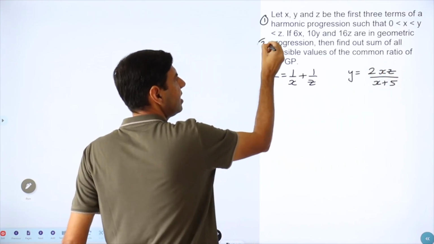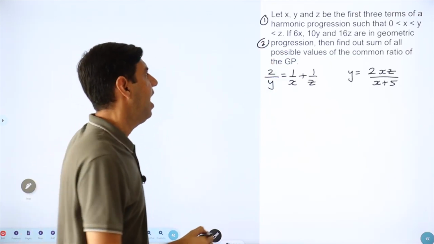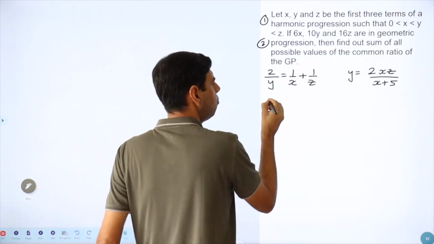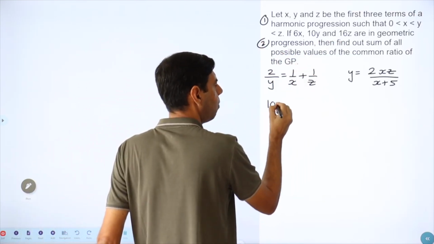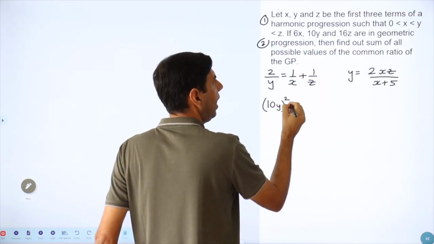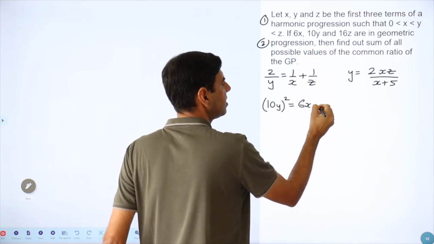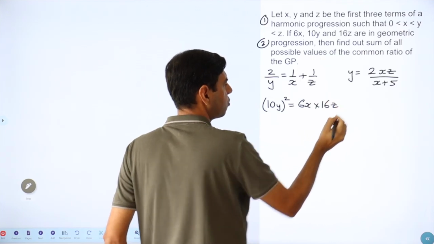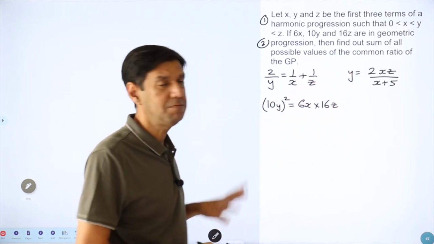So the second data is about a geometric progression. And in a geometric progression, what do I have? I have middle term square. Middle term square is 6x into 16z. Now solving these two equations seems very difficult.